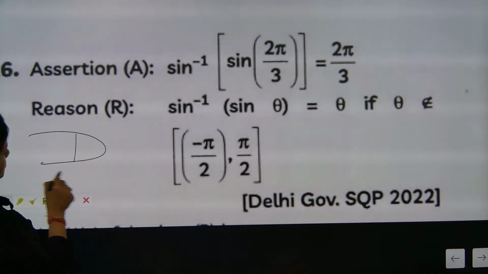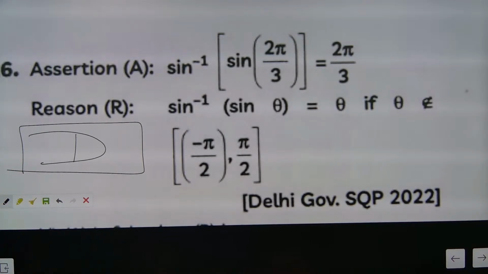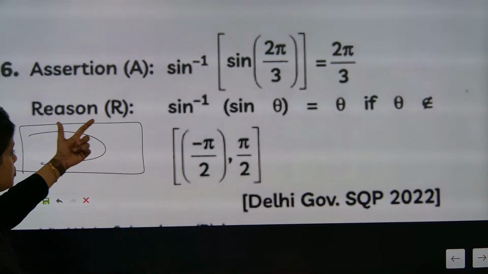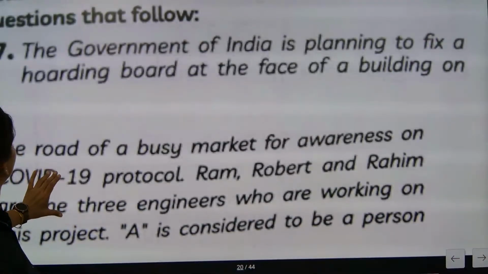So the option is coming as D. 100% the answer here is D. Assertion is wrong and reason is true. Relation and function, one by one, all important questions I am going to give it up.